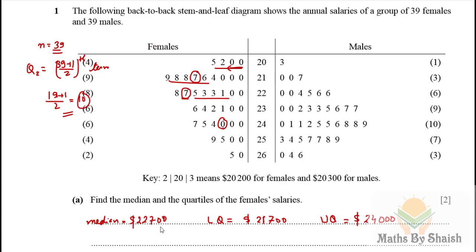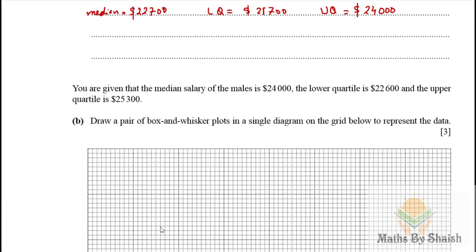Let's discuss the B part. I'll scroll till here. We can see the B part: you are given that the median salary for males is $24,000, the lower quartile is $22,600, and the upper quartile is $25,300. So we have these values for males as well, and from the previous part we have calculated these values for females. The B part is to draw a pair of box and whisker plots on a single diagram on the grid below to represent the data.